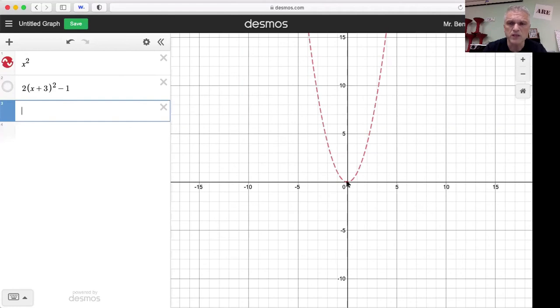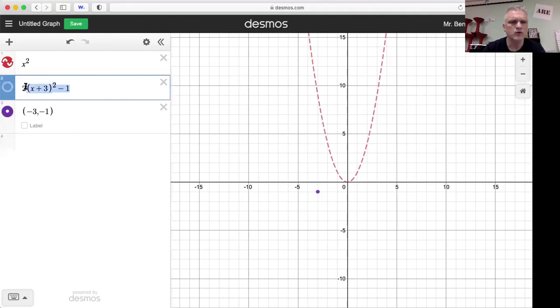So plus 3 is inside with the x, so we're gonna go left 3. The minus 1 is outside of the grouping symbol, so I'm gonna go down 1. So negative 3, negative 1 should be where my vertex is going to be. So negative 3, negative 1, boom, okay? So there's my vertex.